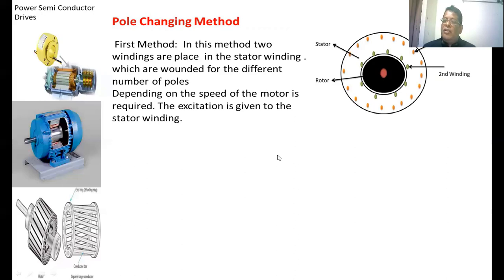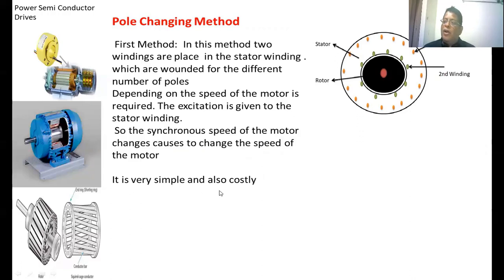Suppose we want to run the motor at a high speed. Already we know the formula for the synchronous speed: Ns equal to 120 f by P. This winding is designed for four poles, so the synchronous speed will be higher, so the speed of the motor also will be higher. The other winding is designed for a high number of poles, so the synchronous speed will decrease, and the speed of the motor also will decrease. So depending upon the requirement, the excitation is given to the stator winding.